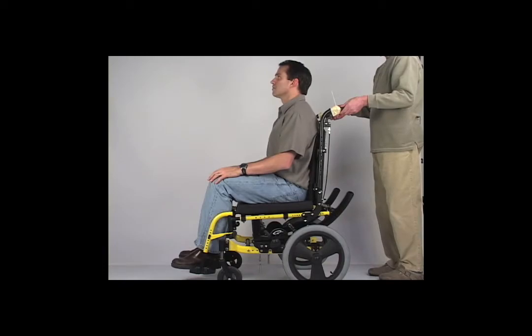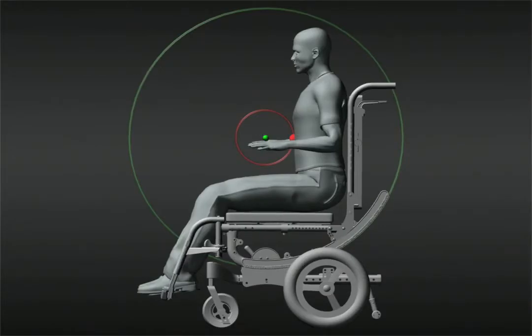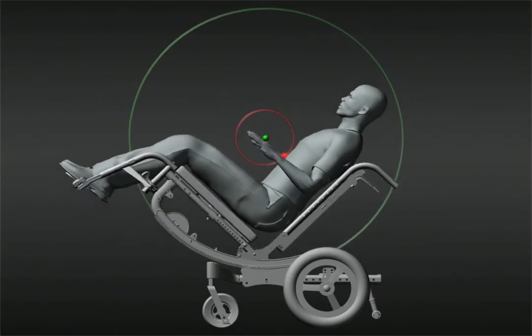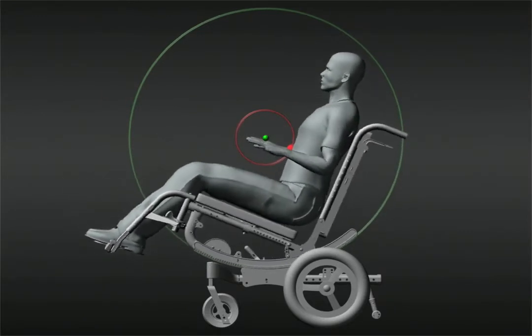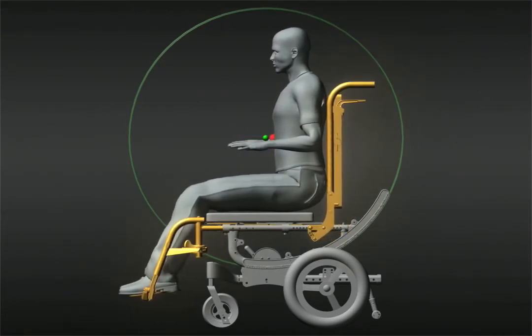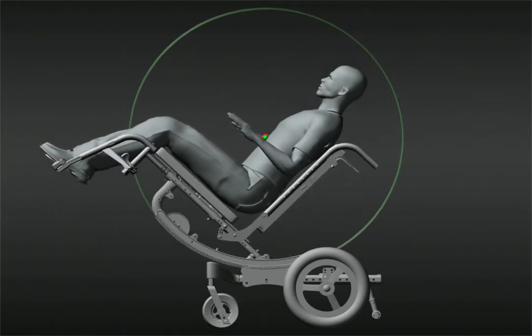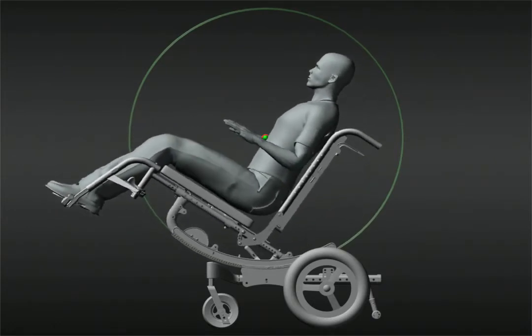So here we have an example of the center of gravity behind the center of rotation, and as you've seen, this will cause the system to fall into a tilted position. But by moving the back canes and the leg rest hanger assemblies an equal distance, you can change the relationship of CG and CR to bring them into alignment.